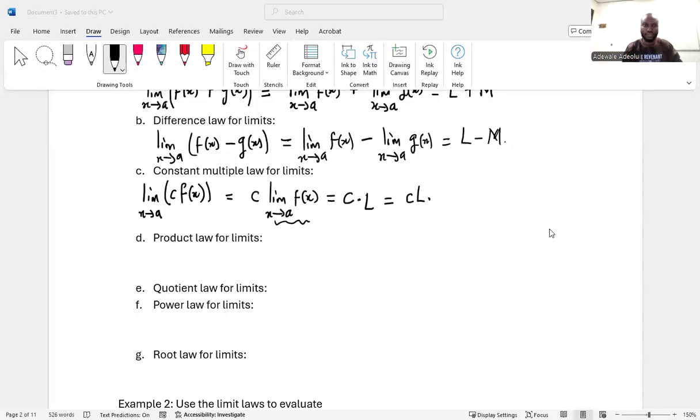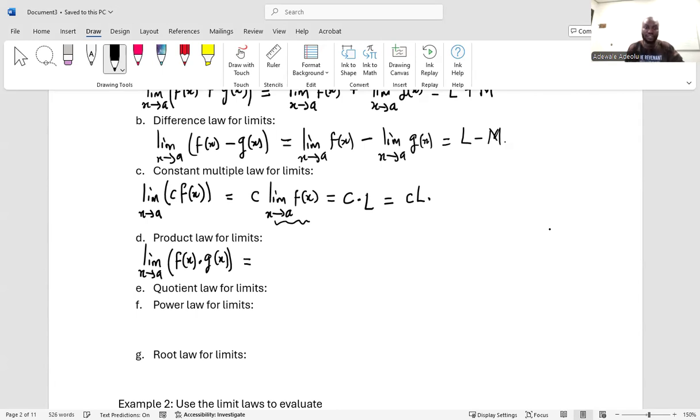The next one I will be looking at is the product law for limits. So again, if I have these two functions and I'm multiplying them together, and then I want to take the limit of that product.